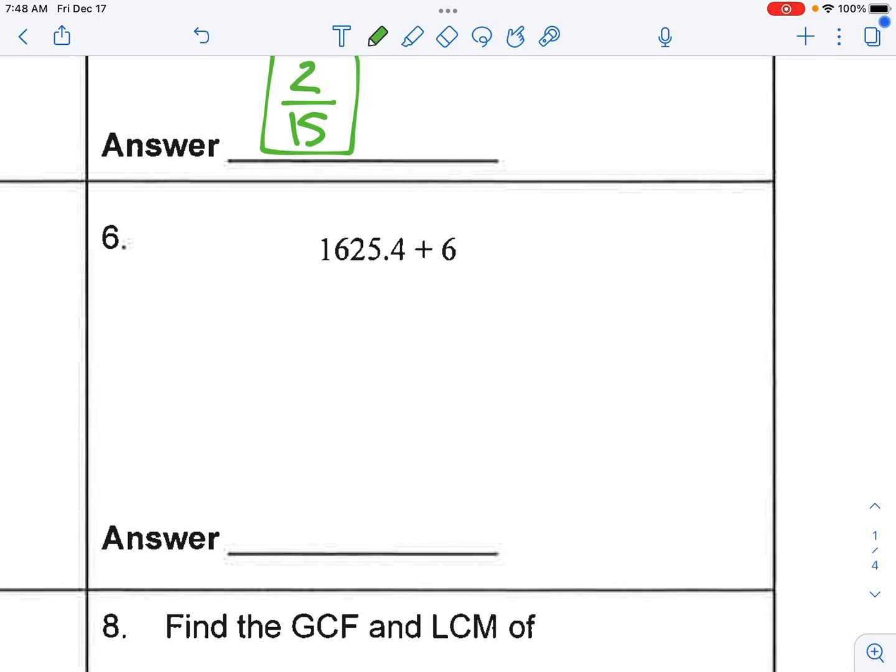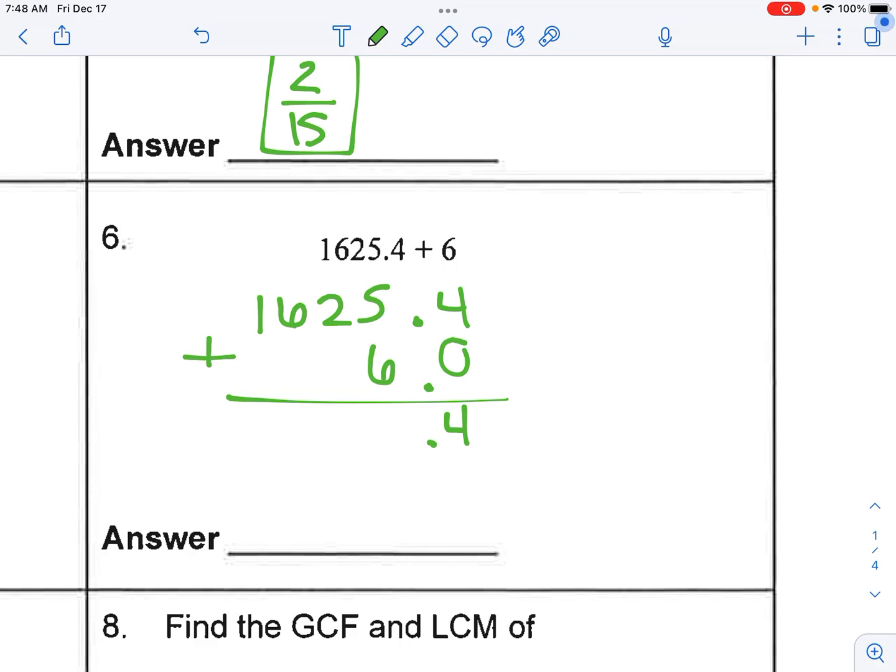Addition with decimals, line up your decimals. 1,625 4/10 plus 6 0/10. Drop your decimal. So that's 4, 11, 3, 6, and 1. So the sum is 1,631 4/10.